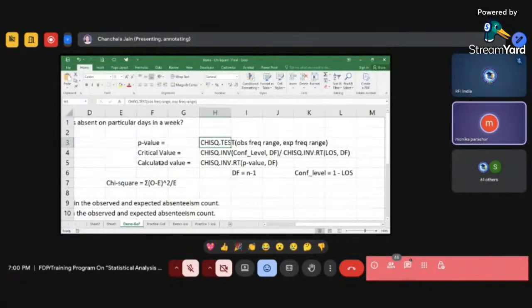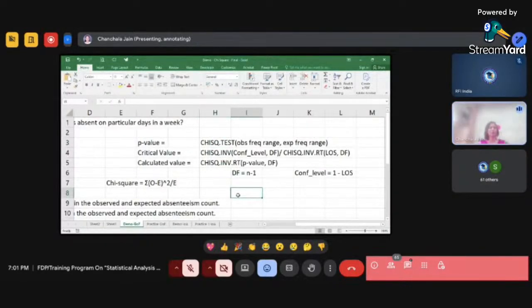Actually, we do not want to use distribution here. One option, chi dot dist, is also there in the options, but we do not need to use that, ma'am. It is not useful for us presently. So why would we go for the distribution? We will not. But the functions which can help you calculate the chi-square test are chi-square dot test, chi-square dot inv, chi-square dot inv dot rt. That is the right-tailed test.